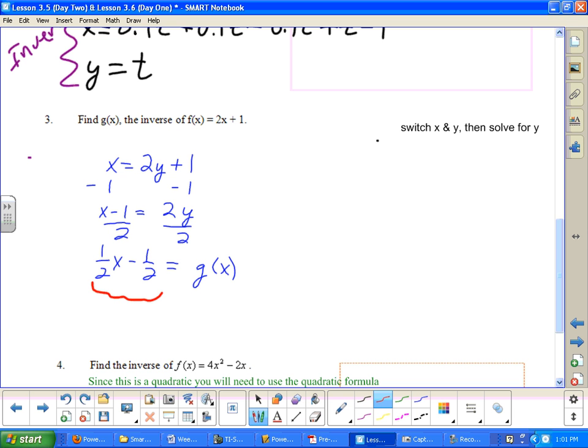Any questions on that? On those? So inverses, just switching x and y. Okay. All right. And finishing some work with the composite functions.